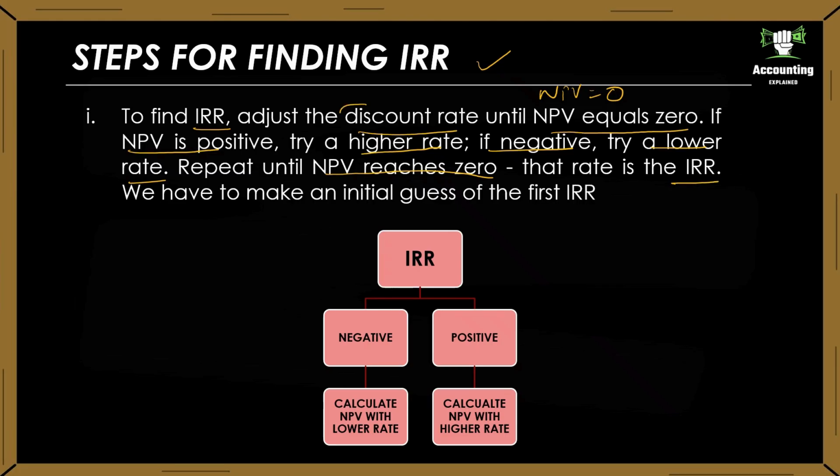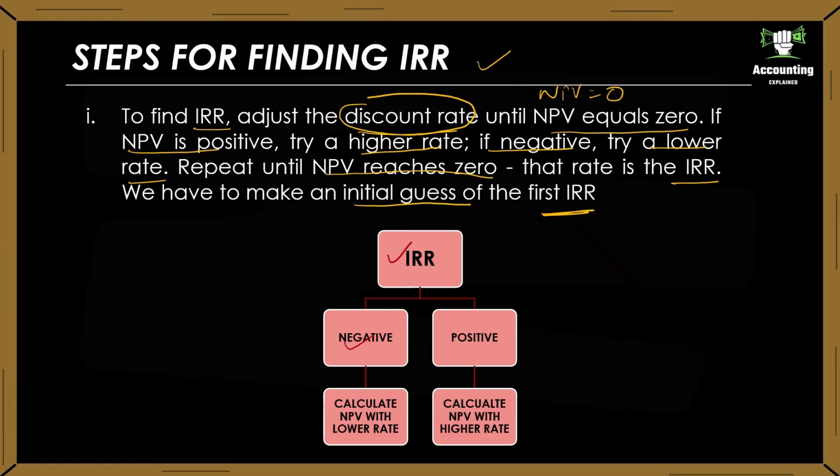But how do we have to find out this discount rate? First we have to find it only by initial guess. The first discount rate which you are taking will be an initial guess for the first IRR which we are going to find out. So the steps can be shown in a flow chart like this.